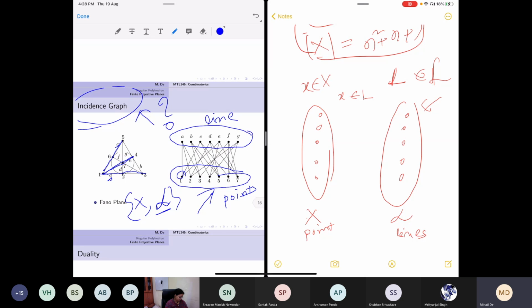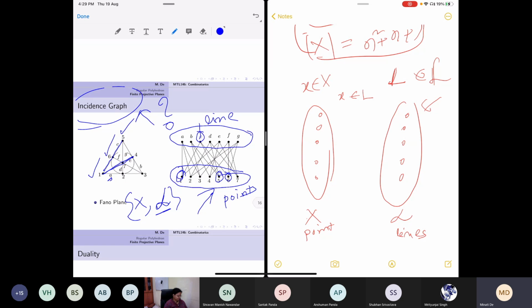For example, if you see the line, I should not say 6, I should say C. For example, if you see the line C, this is my line C. So it contains exactly how many points? It contains 3 points. And which are those points? Those are basically 1, 6, and 5. So you can see 1, 6, and 5, they are adjacent to C, right?